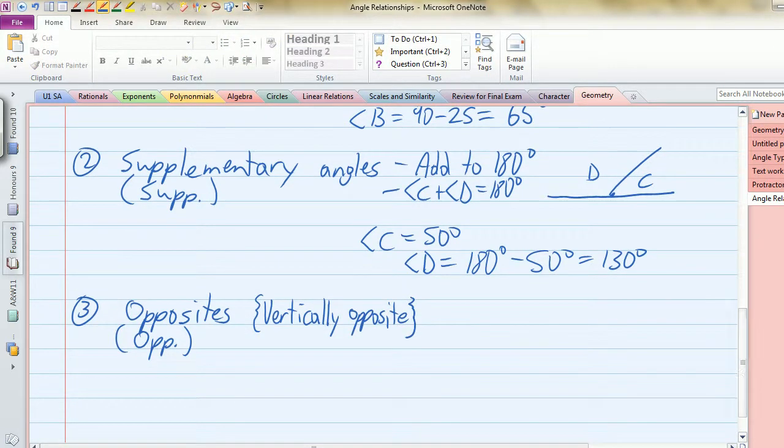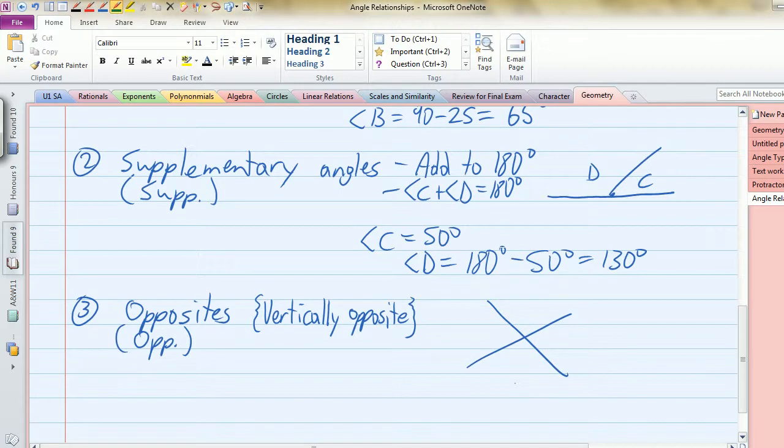Now this one's really easy. When you have two lines that cross, zoom, zoom, they make the letter X, but they kind of also, this angle here makes the letter V, and this one makes the letter V. They're pointing at each other, showing you that they're equal. So opposite angles, or vertically opposite angles, they are equal.